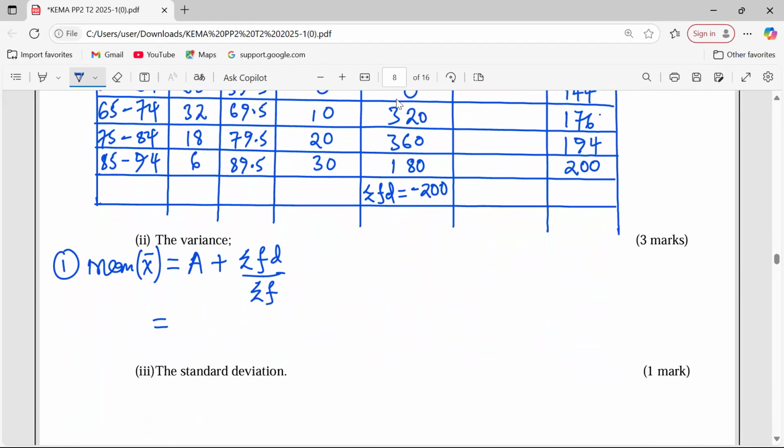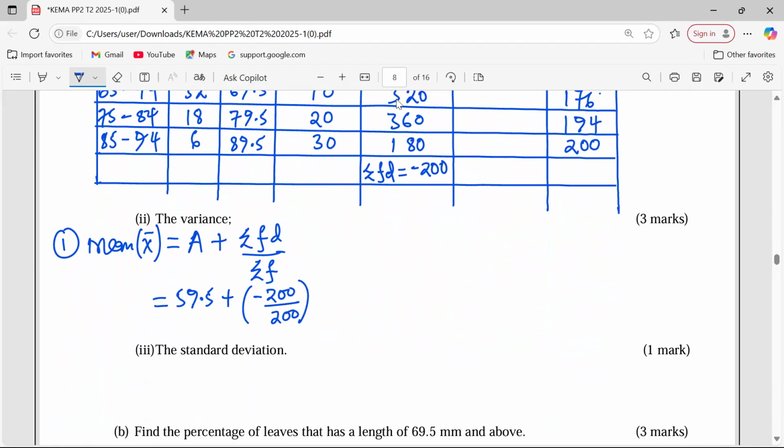So we need 59.5, the assumed mean, plus negative 200 out of 200. So this will be -1. And with a -1, the final answer shall now settle at 58.5.